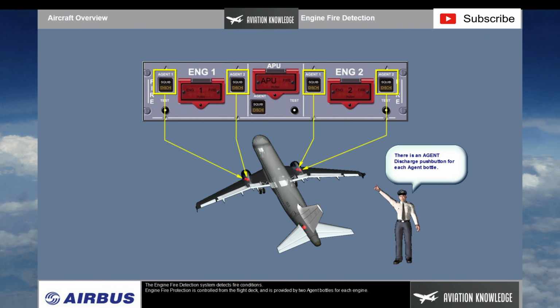The engine fire detection system detects fire conditions. Engine fire protection is controlled from the flight deck and is provided by 2 agent bottles for each engine.